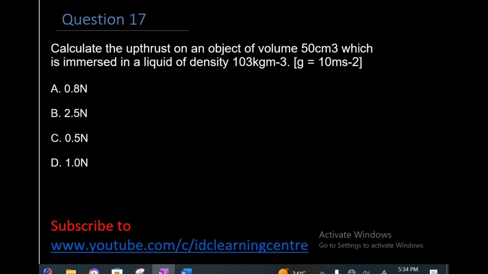Next question here is question 17. 17 says, calculate the upthrust of an object of volume 50 cm3, which is immersed in a liquid of density 10 to the power 3 kilogram per meter. Alright, the density here is supposed to be 10 to the power minus 3 kilogram per meter. Alright, so let's solve this question.